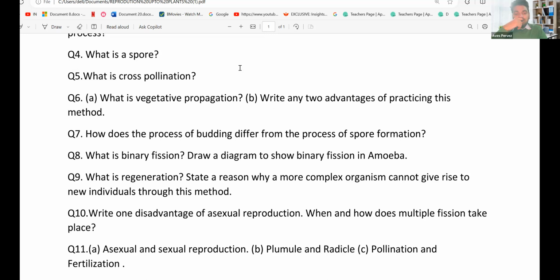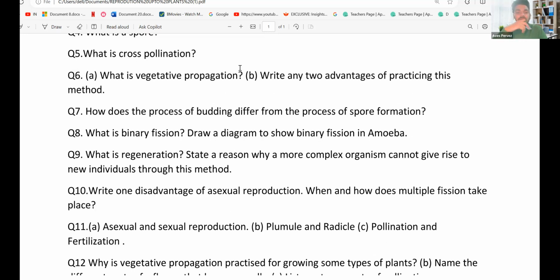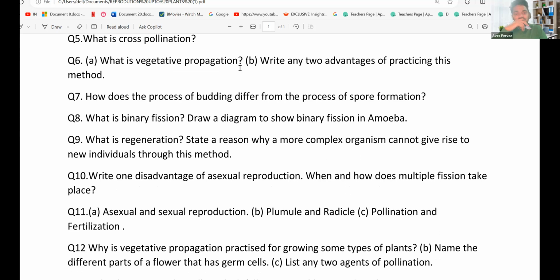Regeneration can occur in both plants and animals, right? Yes, it can. Regeneration is a remarkable property that is generally shown by animals. Plants also show regeneration. If you cut the stem, it will regrow. But in plants, we cannot say that regeneration is taking place, because if you cut a branch, a new branch will appear from there. So I'm talking about regeneration in animals only.